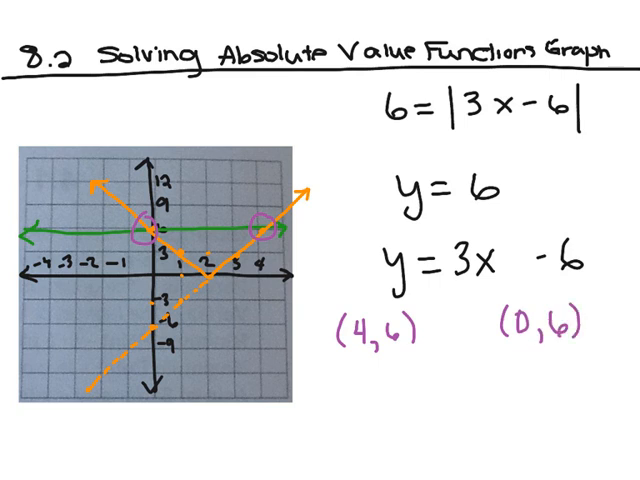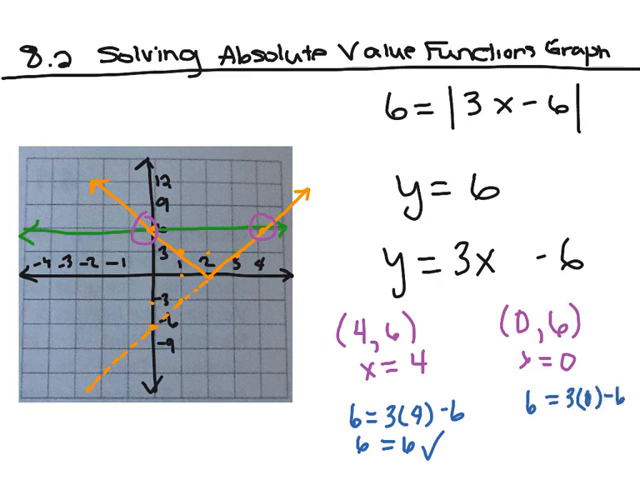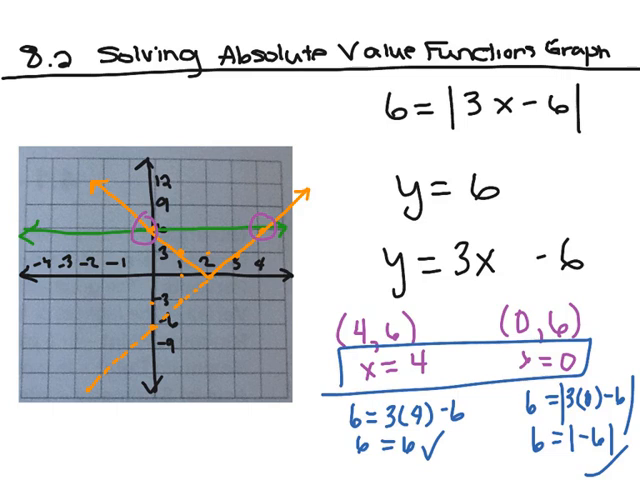To check, we're going to plug this into the equation. We want x to equal 4 and x to equal 0. So if we plug them in, 6 is equal to 3 times 4 minus 6. 12 minus 6 is 6. This one works. 6 is equal to 3 times 0 minus 6, and of course this is the absolute value. So 6 is equal to the absolute value of -6. That's true, so they both work. So our answers are x equals 4 and x equals 0.